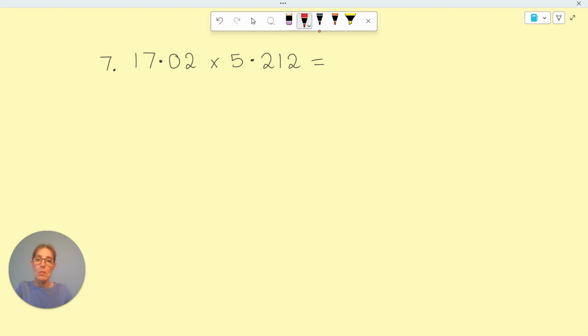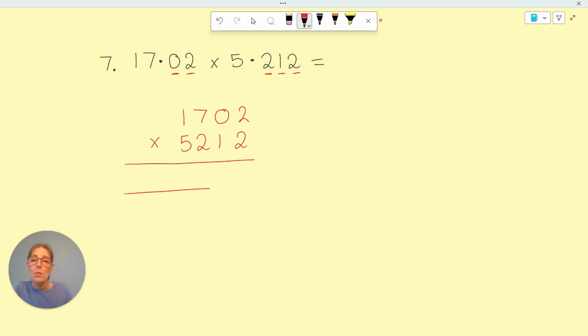Okay, so how many places have we got? We've got 1, 2, 3, 4, 5. 1, 7, 0, 2. Oh goodness, that's got 1, 2, 3, 4 digits. They're both the same number of digits, so it doesn't really matter which way we put them. But we're multiplying by ones, and then tens, and then hundreds, and then thousands, and then we've got an answer.